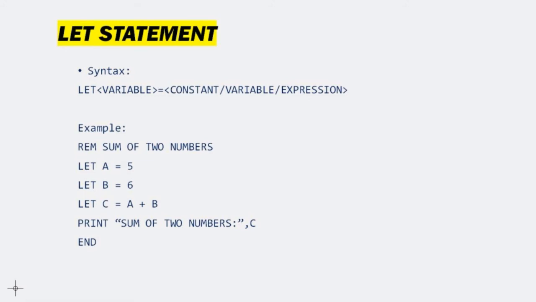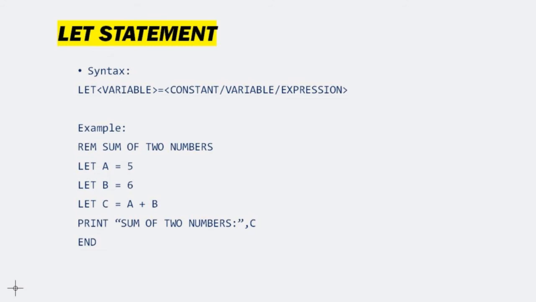LET statement. LET is an assignment statement which is used to assign values to variables. What is the syntax of the LET statement? LET variable = constant. LET variable = variable. LET variable = expression. In a LET statement, the variable should always be to the left of the equal sign and the corresponding value on the right-hand side. Using one LET statement, only one value can be assigned to one variable, and that should match the type of the variable.